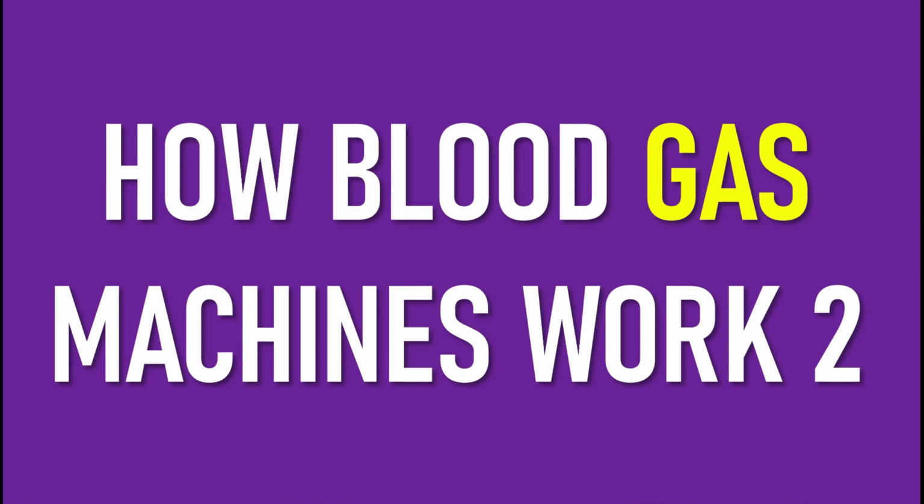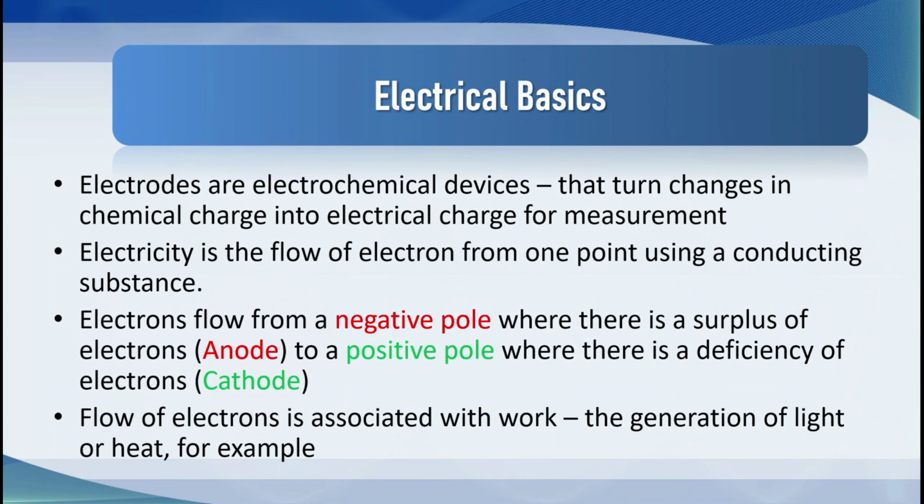Let's start with how blood gas machines work. And we're going to have to start with some electrical basics. Electrodes are electrochemical devices that turn changes in chemical charge into electrical charge for measurement. This is based on the concept of the Nernst equation. Electricity is the flow of electrons from one point using a conducting substance to another point. They flow from a negative pole where there is a surplus of electrons, that's the anode, to the positive pole where there is a deficiency of electrons, cathode.